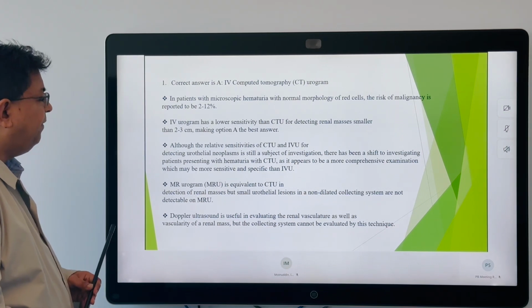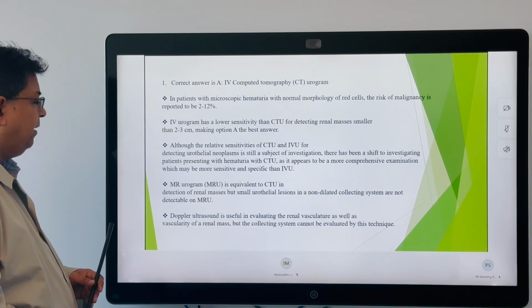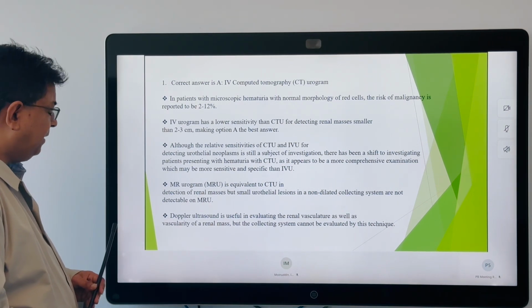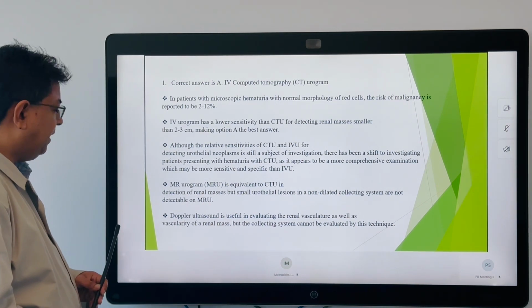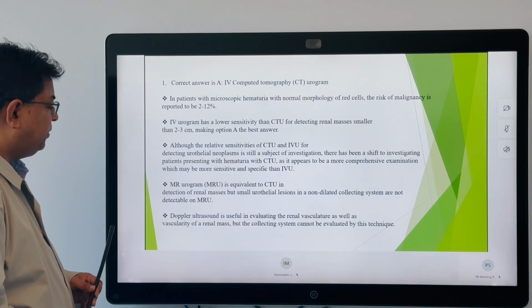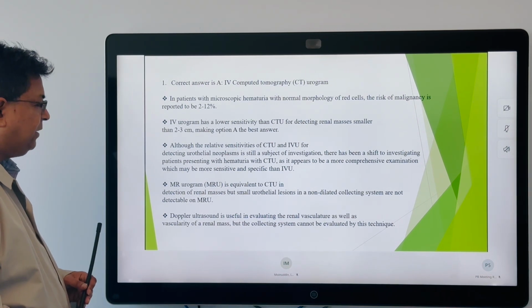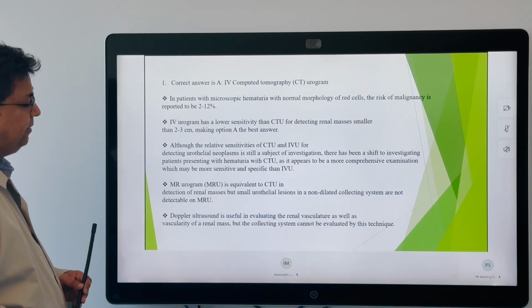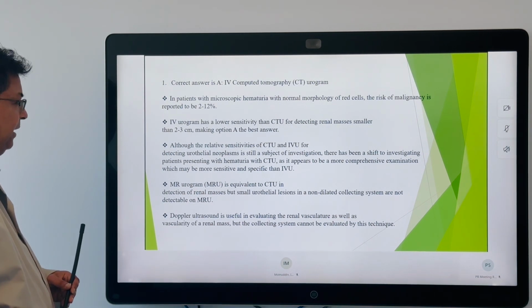MR urogram is equivalent to CT urogram in detection of renal masses, but small urothelial lesions in a non-dilated collecting system are not detectable on MR urogram. Doppler ultrasound is useful in evaluating the renal vasculature as well as vascularity of a renal mass, but the collecting system cannot be evaluated by this technique.